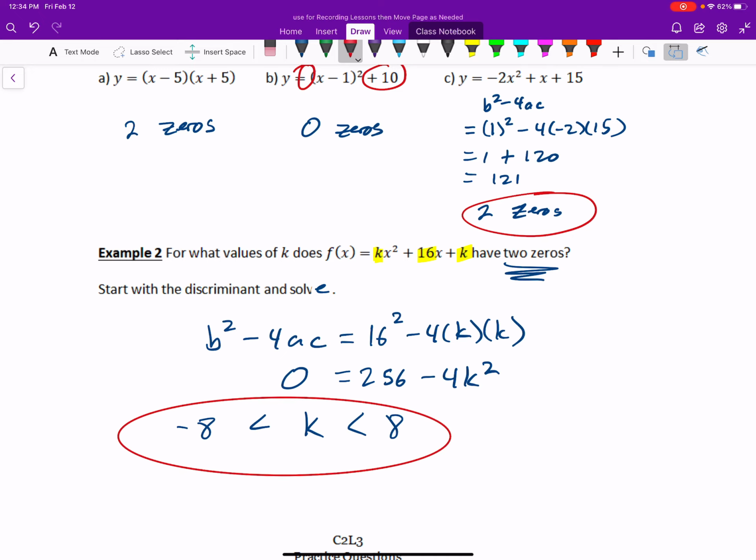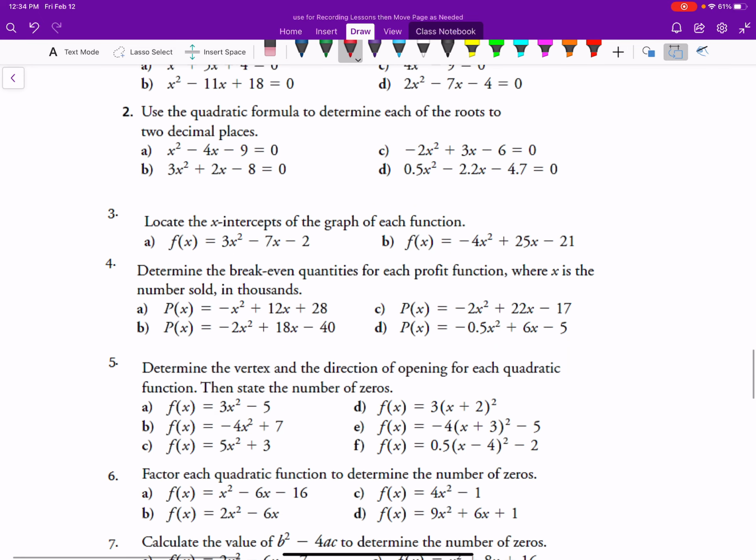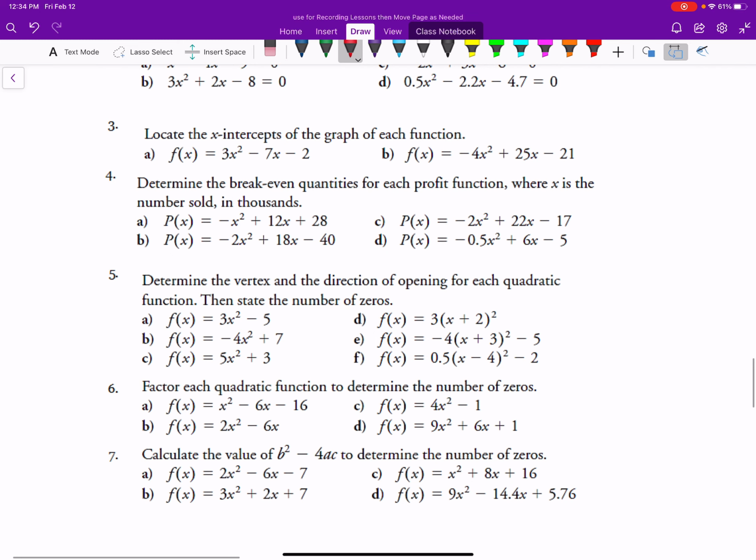So that's a little bit of an extension problem. So again, a bit of a smorgasbord of different things that we can do with quadratics, and again, just keeping our quadratic math skills tuned up.